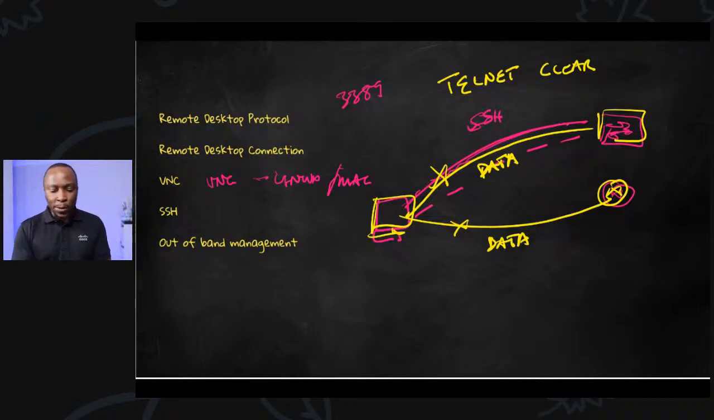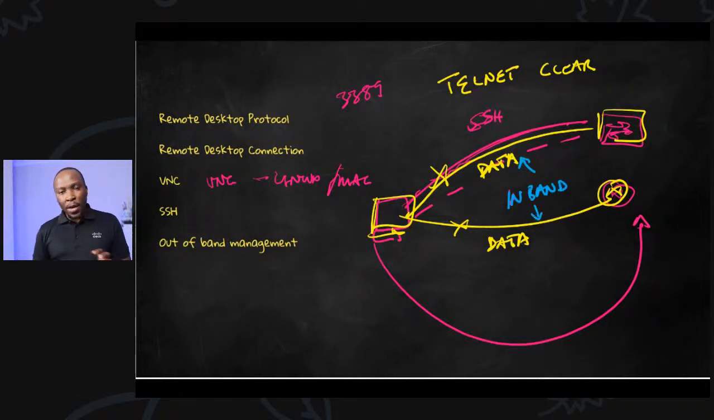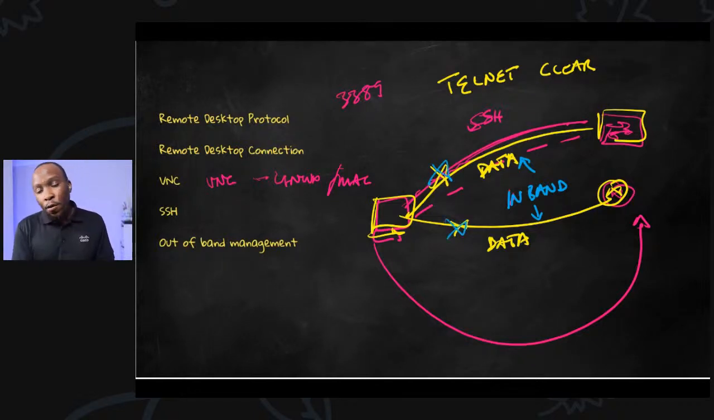But you, as a network engineer, you still need to manage this device. You still need to log into it to try and work out why is it down? What is the issue? Now, these two are called in-band communication paths. Why? Because they are working in the same path as your normal data. And if this was to go down, then you have no connectivity.